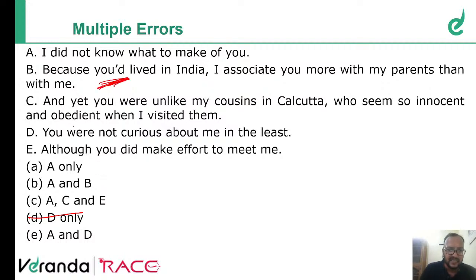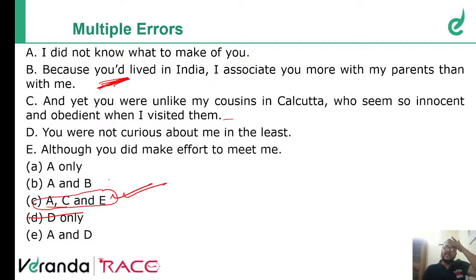So let us check again. And yet you were unlike my cousins in Calcutta, who seemed so innocent and obedient when I visited them. This is correct. So A and C and E are correct, I guess. A, C are correct. And let us check E. Although you did make effort to meet me. Wonderful. This option is correct. A, C and E are correct.